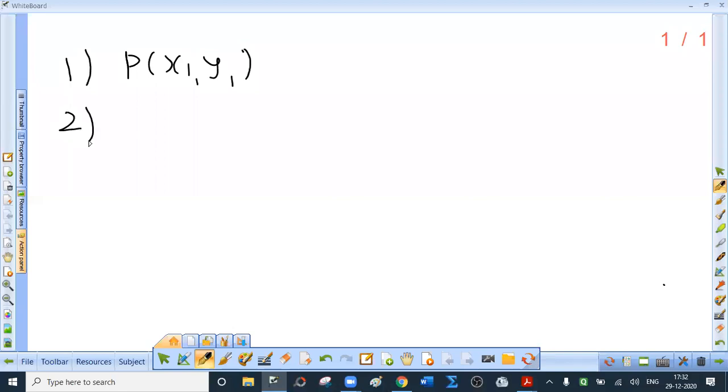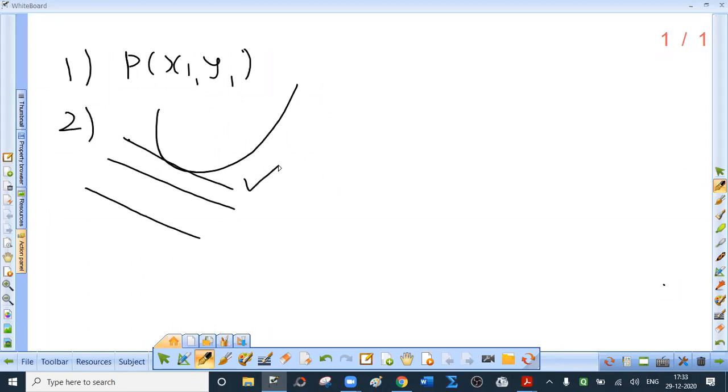In the second part, we find the condition that a line with slope m is tangent to the curve. See, if this is a curve, then every line with slope m will not be tangent. Suppose this is the line whose slope is m. Clearly it is not a tangent. But there are infinitely many lines having this slope. Note that this line is tangent, right?